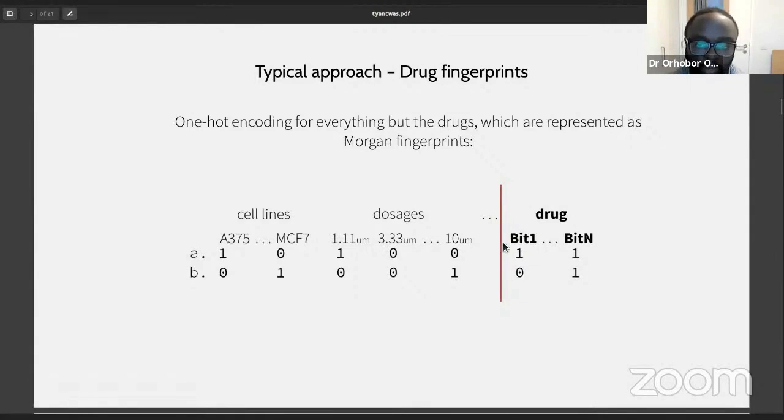And of course, we also formalized the other metadata information. We also represented the other metadata information as binary features as well. So we can indicate what cell line was used for a particular signature by saying 1 if that's what was used, or 0 otherwise, dosage, and so on and so forth. But what we care about here the most is the drug and what the drug does.